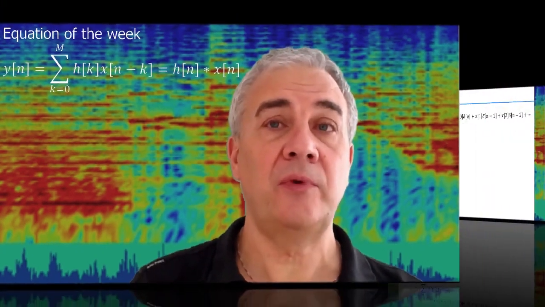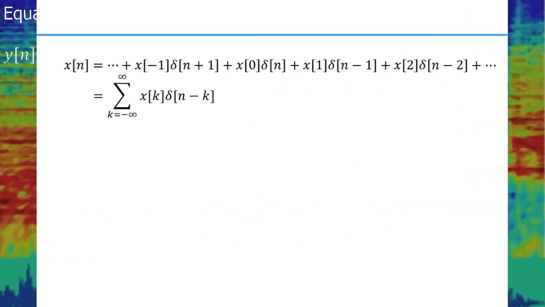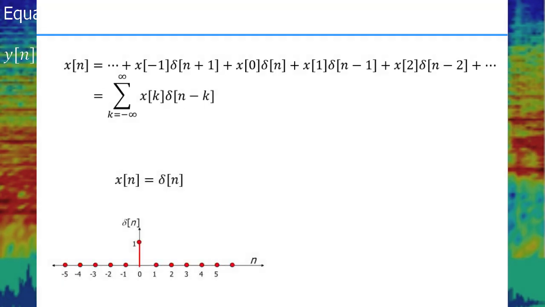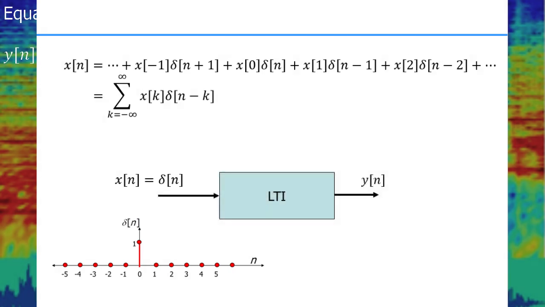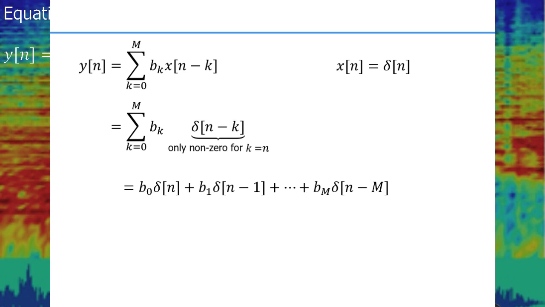To that end, we decompose the input signal into an infinite sum of scaled unit impulses, as we saw in lecture 1. We then take one of these unit impulses, for instance at n is 0, and pass it through the LTI filter equation. What will happen? What will be the output signal in this case? Well, the derivation speaks for itself.